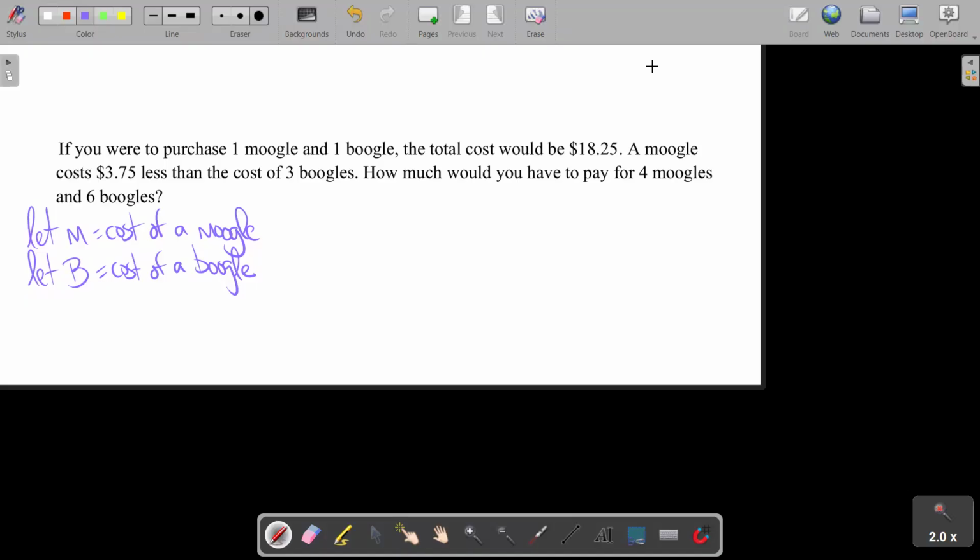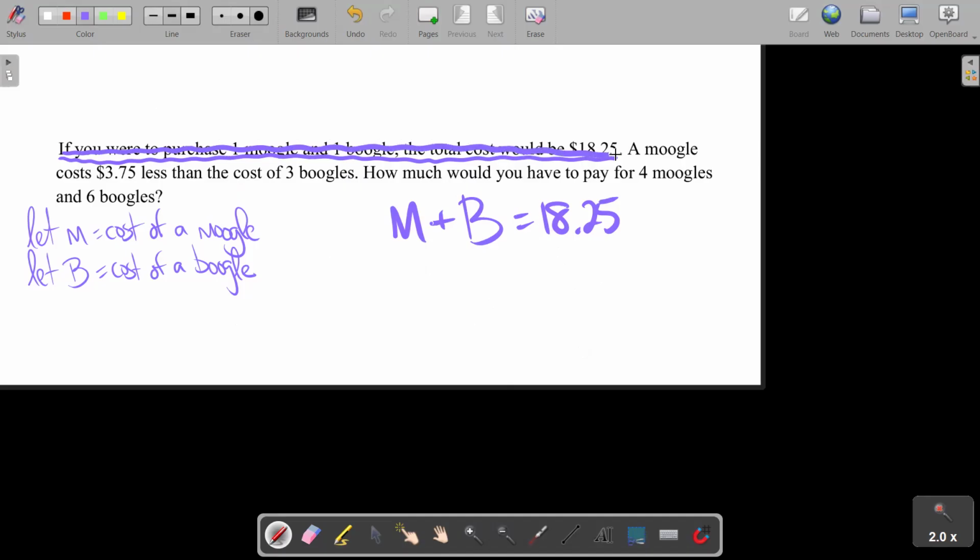And now it's time. I need equations. And so the first equation is actually pretty simple. And it looks like a really long sentence here. Oh my goodness gracious. But what is that sentence really, simply put, trying to say? It's the sum of two numbers. It just says if I take a Moogle and I buy it, and then a Boogle and I buy one of those, I'm going to pay $18.25. That's a lot of word problem to be able to destroy into such a compact area.